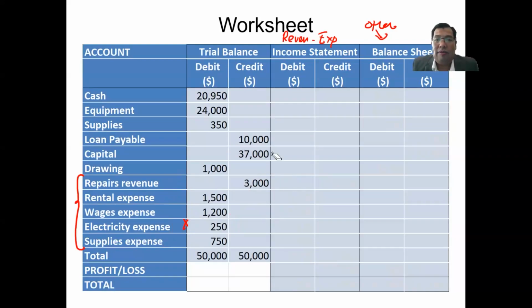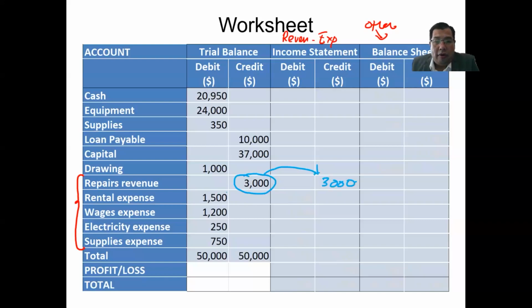Let us start with the income statement. As we have learned before, the income statement comprises revenues and expenses. So in this trial balance, we identified earlier that repair revenue is your revenue. So you're going to move this item to your income statement. We're going to move it here, 3,000.